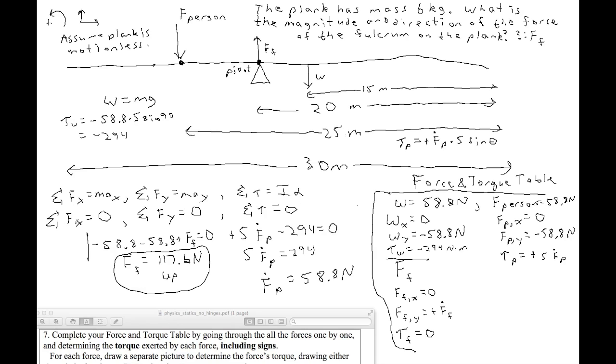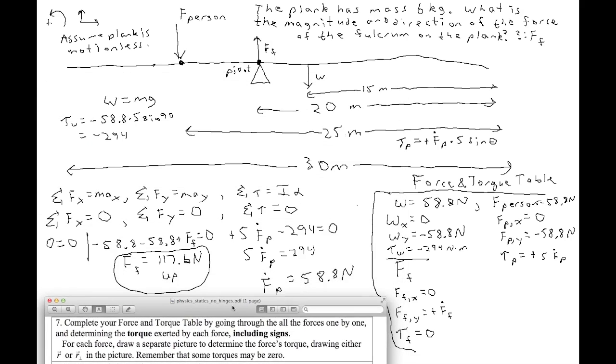By the way, what would have happened if we tried to use the x equation here? Well, notice there are no x forces. There's no x forces, so if we tried to use the x equation, we would just get this, which would be very boring and uninteresting. So there are some problems where one of the equations turns out not to help. In this case, only the y and the torque equations helped, but other problems might be a little bit different.